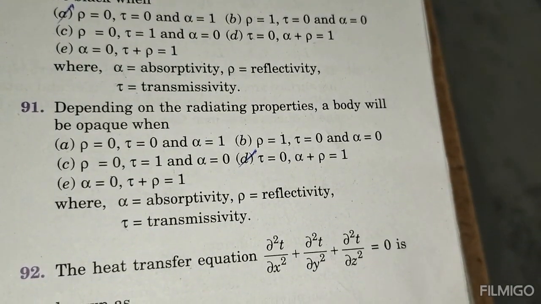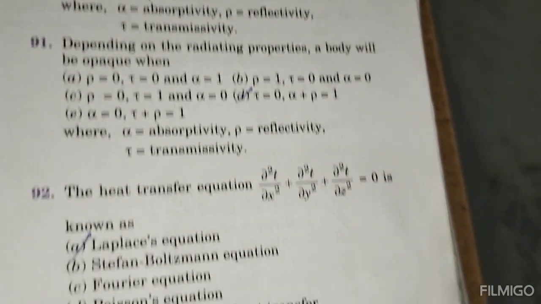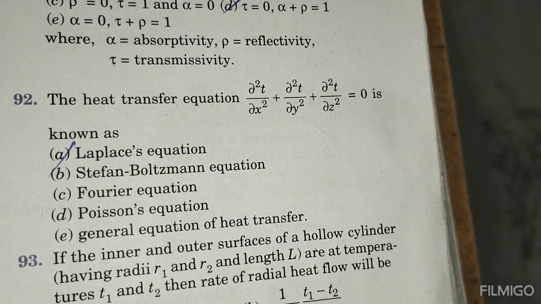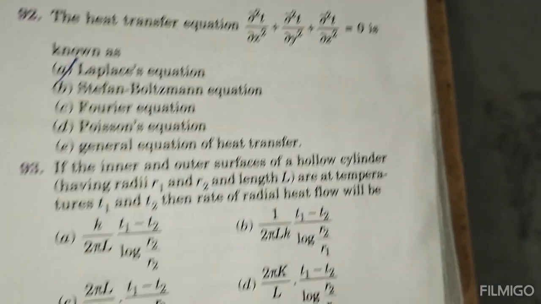Depending on the radiating properties, a body will be opaque when tau equals 0, alpha plus rho is equal to 1. When the heat transfer equation is del square T by del x square plus del square T by del y square plus del square T by del z square equals 0, it is the Laplace equation.